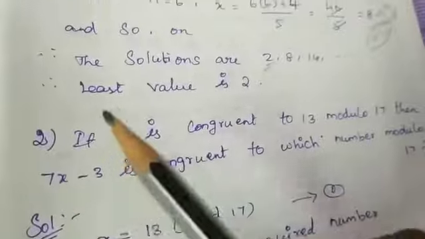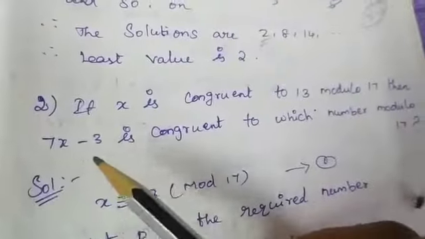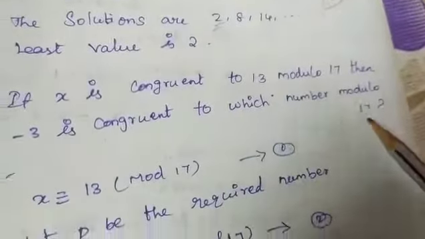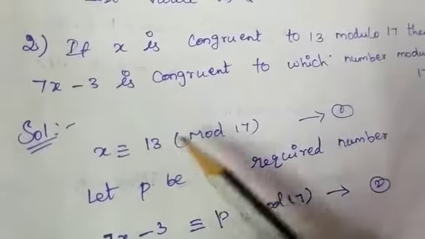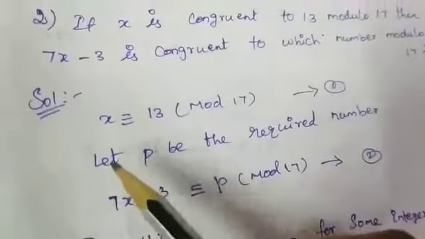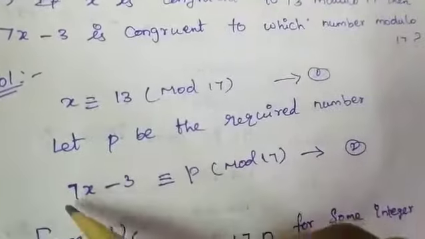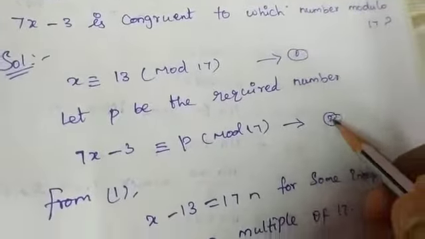So in the second question, if x is congruent to 13 modulo 17, then 7x minus 3 is congruent to which number modulo 17? So our solution: x is congruent to 13 mod 17. This is our first equation, already given in the question. Let p be the required number, that is, 7x minus 3 is congruent to p mod 17. This is our second equation.